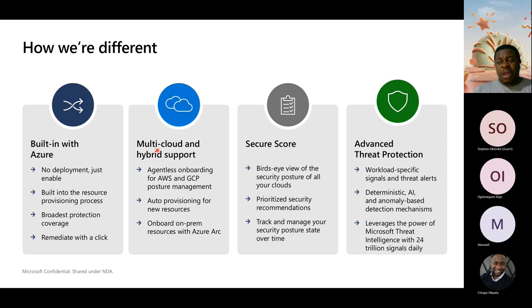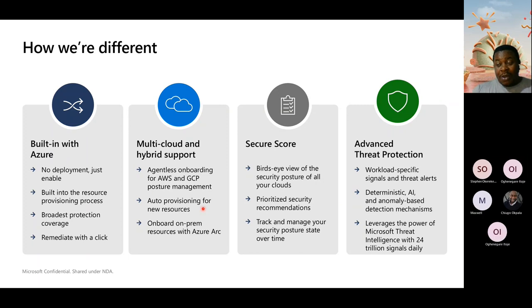Again, it has multi-cloud and hybrid support. You can see here, we have the agentless onboarding for AWS and GCP, and posture management. Auto-provisioning for new resources. I mean, while you are provisioning your new resources, and you have Defender for Cloud enabled in your environment, it automatically picks it up. All right. And then you can onboard your on-premise resources using Azure Arc. Azure Arc is a platform that helps bring your on-premise into Microsoft Defender for Cloud.